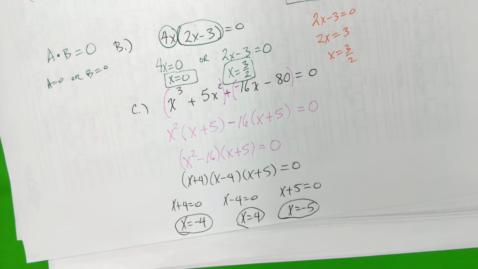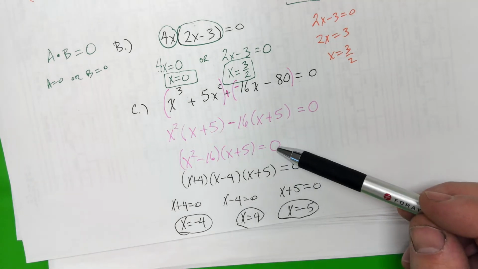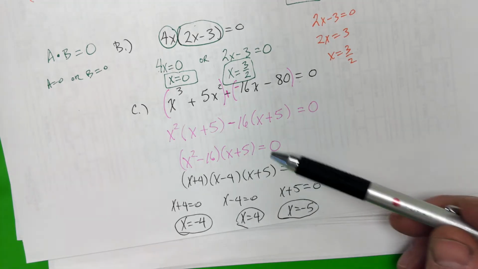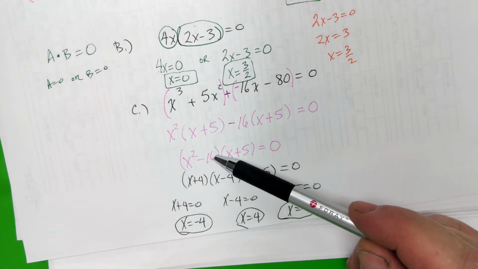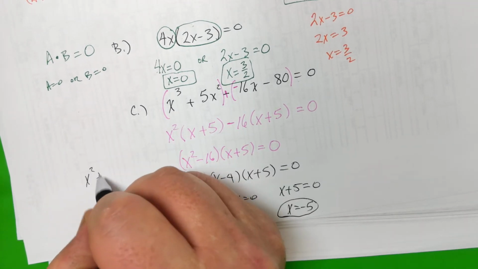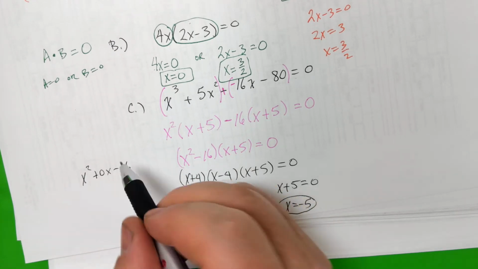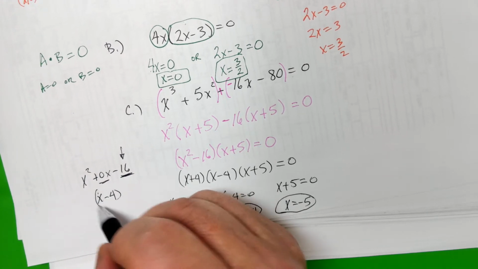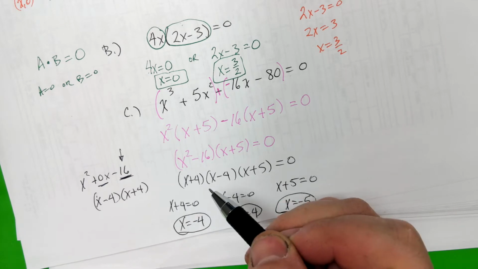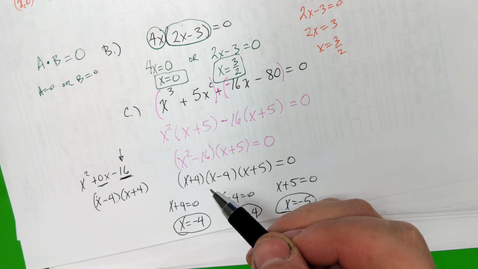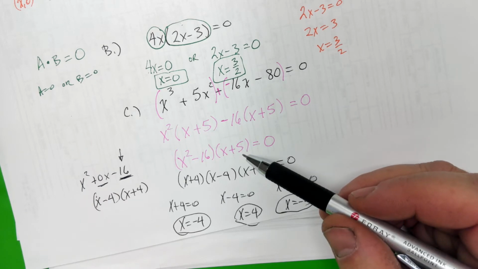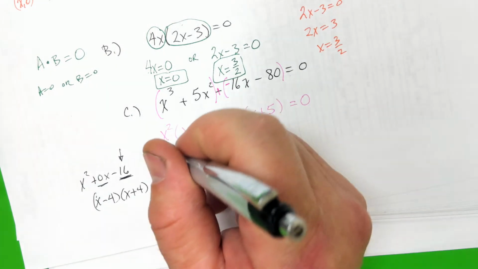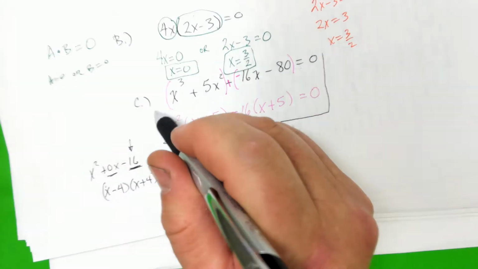Let me ask you another question then, Alexa. After you got to maybe this point right here, are you okay with what happened from here to the end? No, that's where I go. Well, x squared minus 16 is really x squared plus 0x minus 16. You're looking for two numbers that multiply to negative 16 and add to 0. That's negative 4 and positive 4. But how did that turn into the bottom?